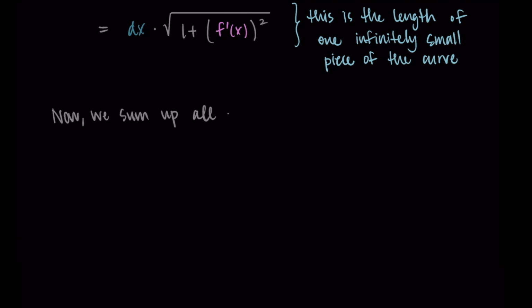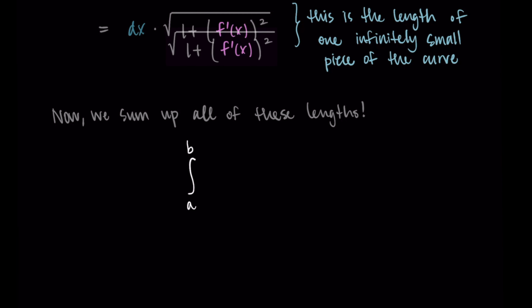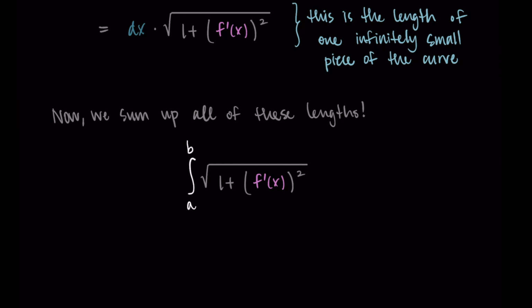Okay, so we're almost there. We're going to sum up all of these lengths by using an integral. So we'll take the integral from a to b, that's the interval we're looking on, of the square root of 1 plus f prime of x squared dx. And there we go. That's the length of our function f of x, of our curve, from a to b.